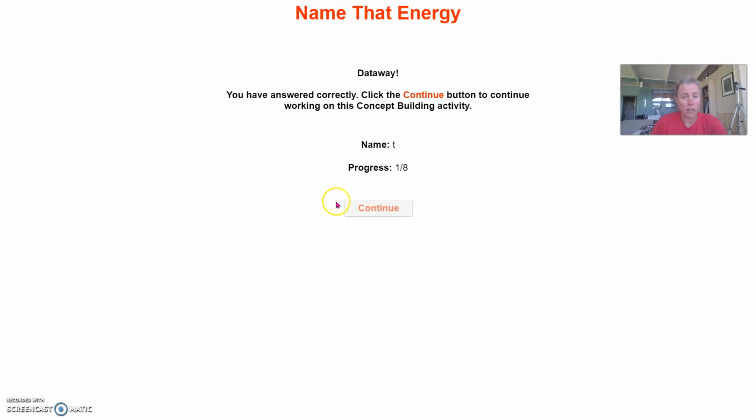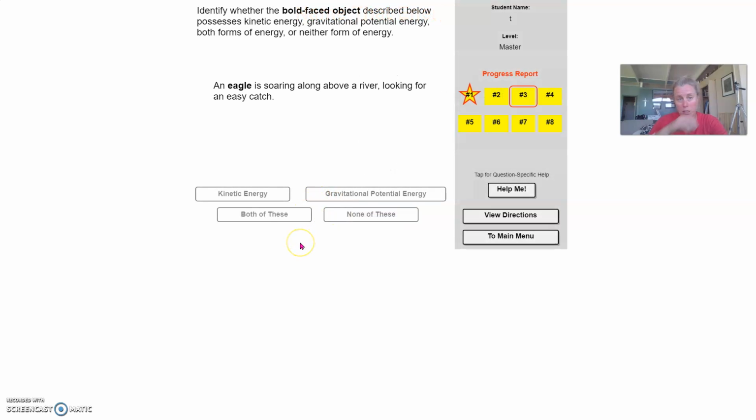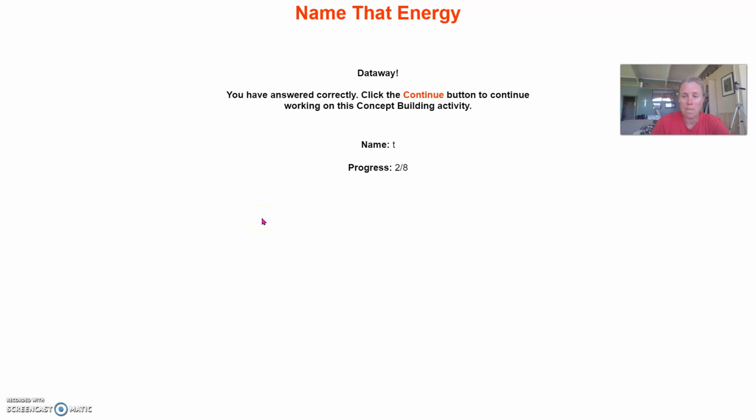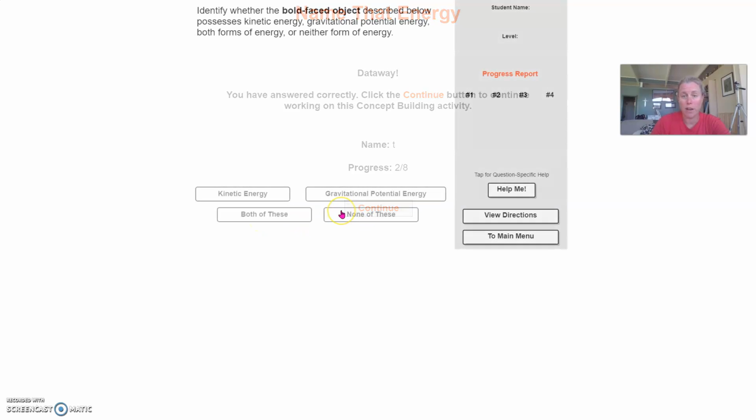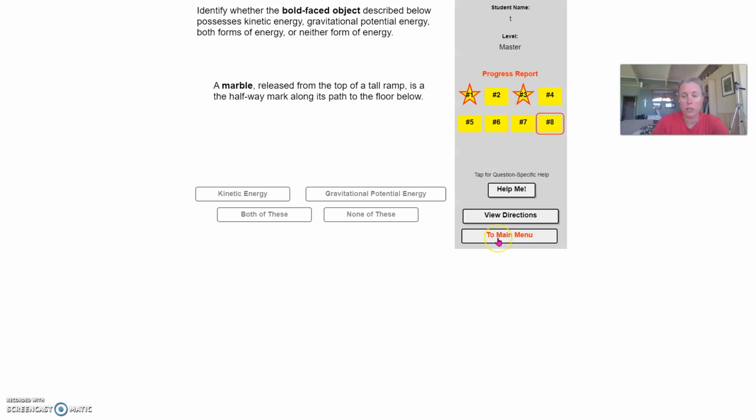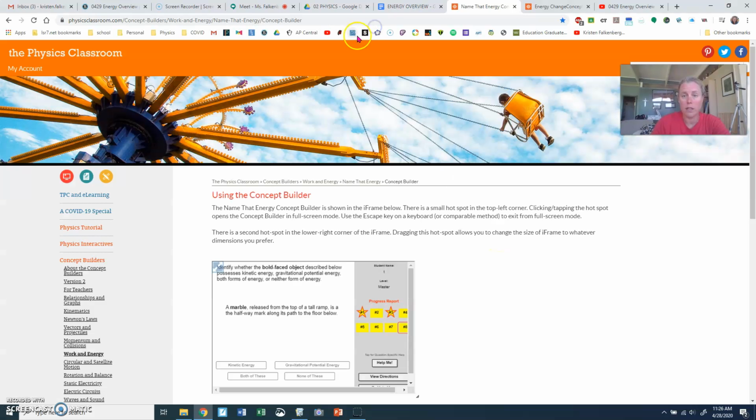Okay. All right. Made it, first one. So let's just peek into this. Again, maybe that statement is just general. An eagle is soaring above the river looking for an easy catch. When I see soaring, I think speed. It doesn't talk about diving, but it is up in the air, so I think it's got gravitational and kinetic because it's moving and it's above in the air. So both of these. Okay. So that is just identifying types of energy. Then we'll close out of that.